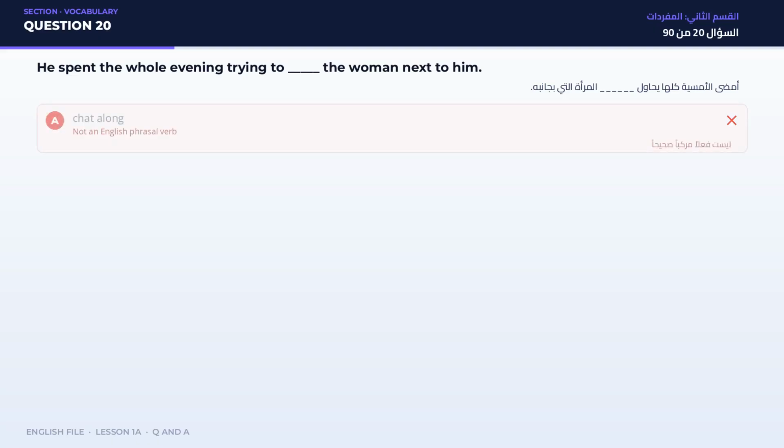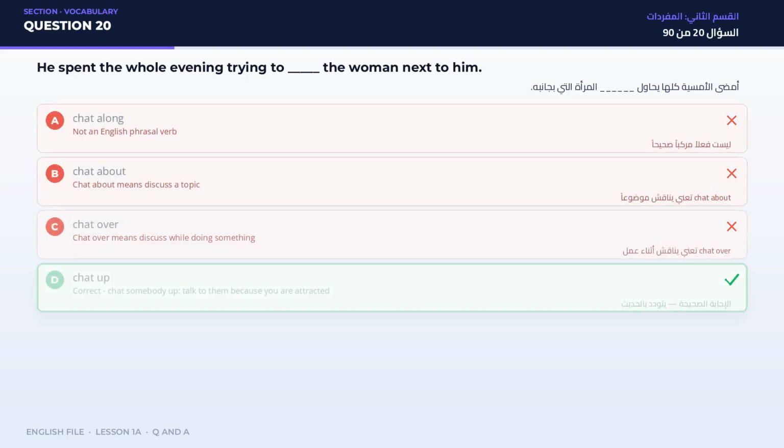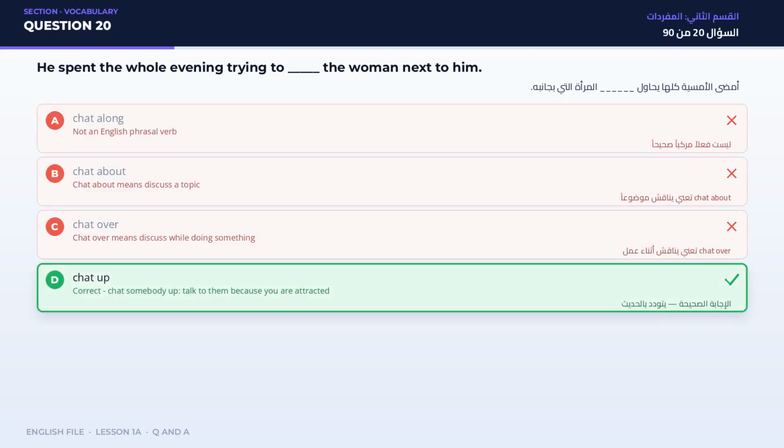Question 20. The answer is D, chat up. Chat somebody up. Talk to them because you are attracted. Not A, not an English phrasal verb. B, chat about means discuss a topic. C, chat over means discuss while doing something.